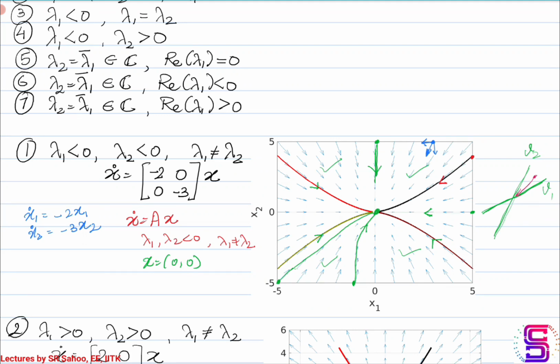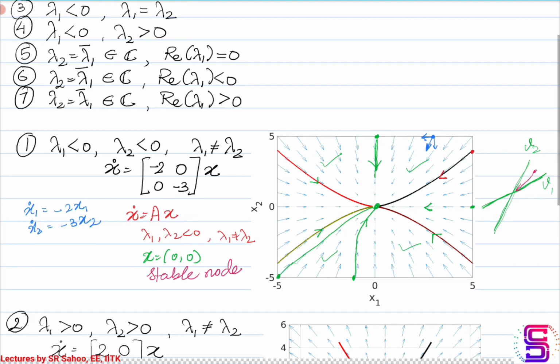Okay, so since all the trajectories are moving towards the origin, we name this origin to be stable. And since the trajectories are not crossing the sections in which they start, and this is true for all the trajectories, we name the equilibrium point a node. So the equilibrium point (0, 0) here is essentially a stable node.